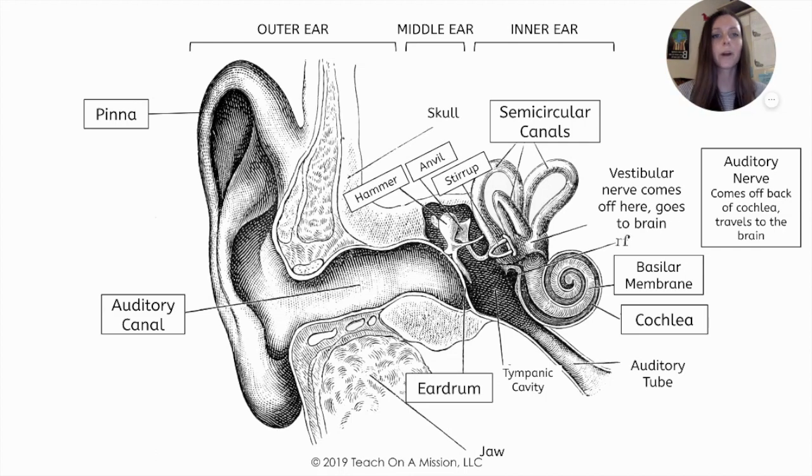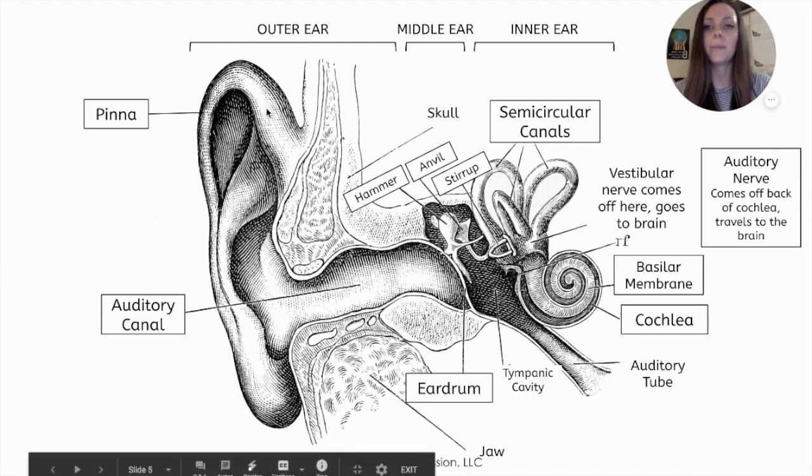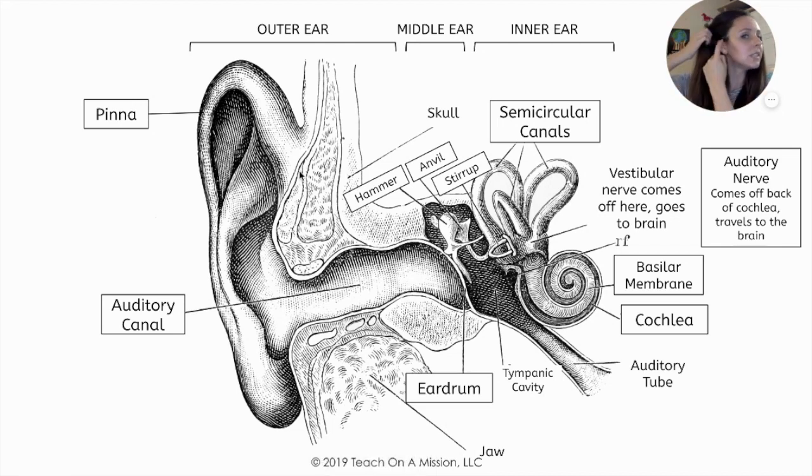Okay, let's look at the different parts of the ear. So let's start with the pinna off here to the left. This is the part of the ear that you can see. So this is your actual outside ear. This is considered the outer ear. Like you can see right here, this is the outer ear.